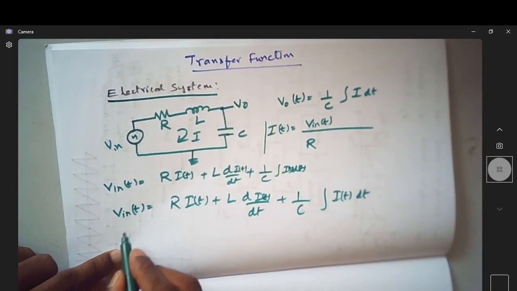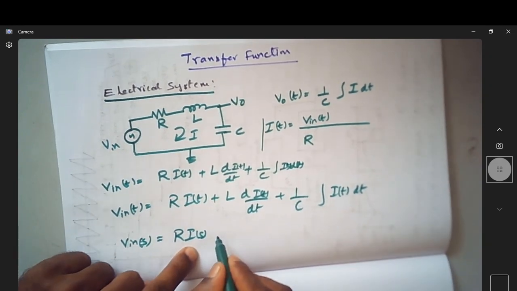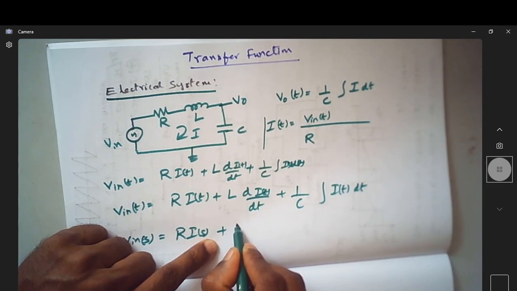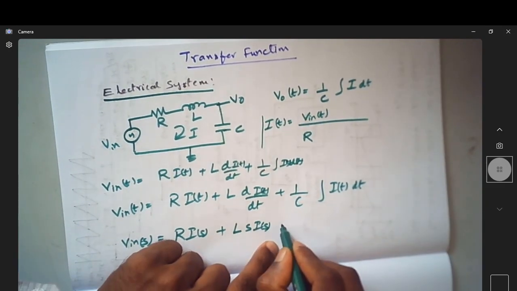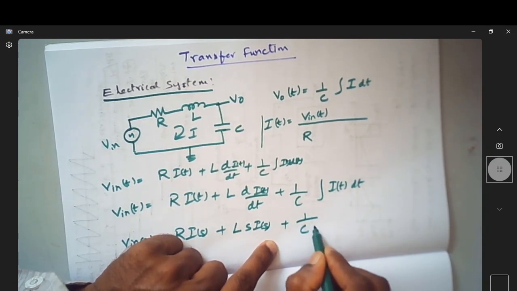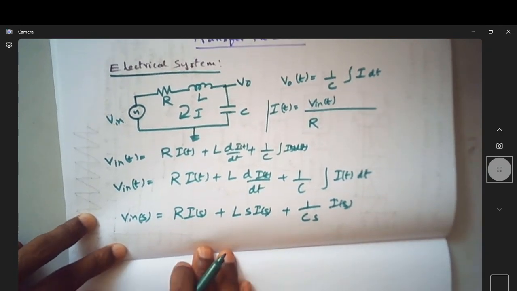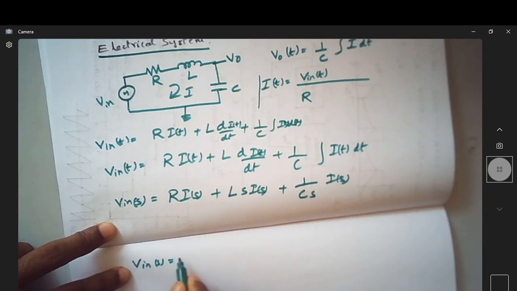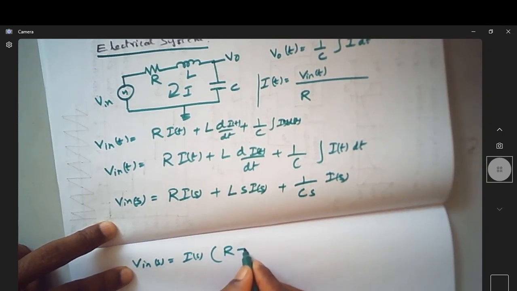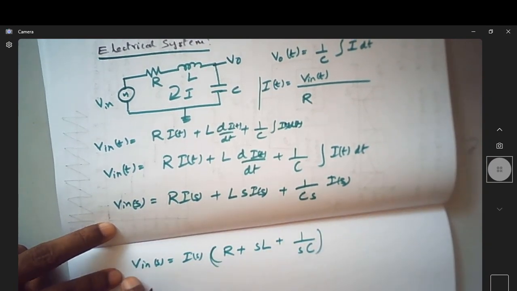If I take the Laplace of this, then V in of S is equal to R into I of S plus, we know that the Laplace of a derivative is S into I of S, so it is L S into I of S, and the Laplace of an integral is 1 over S into I of S, that is 1 over CS into I of S. Now I can rewrite this expression of input voltage by taking I of S as a common factor in all three: V in of S is I of S into R plus S L plus 1 over S C. This is V in of S.